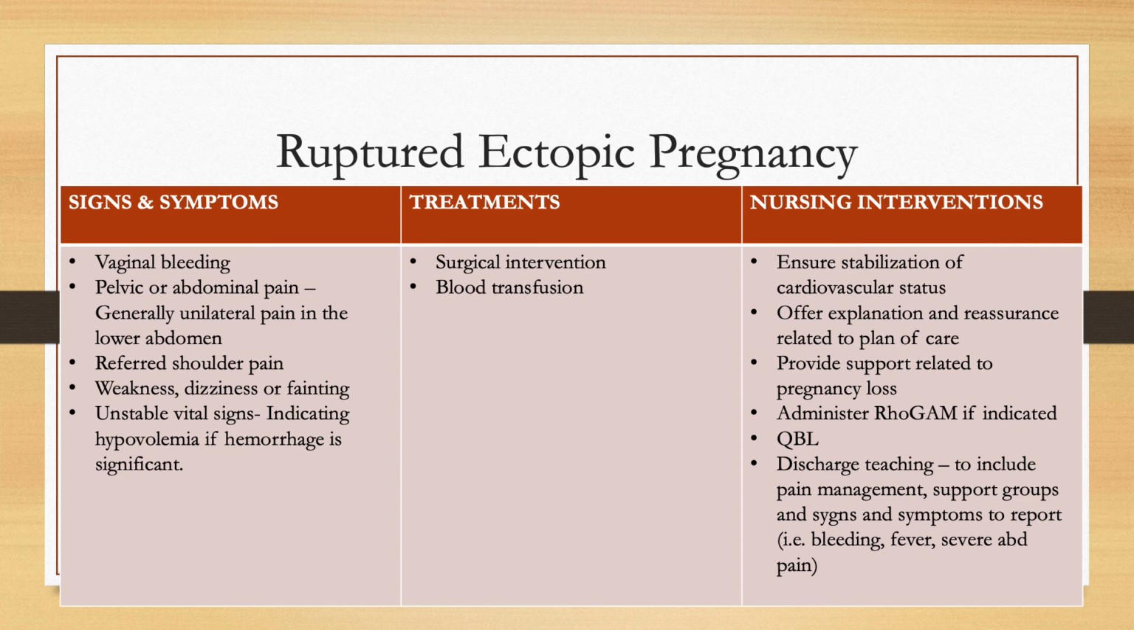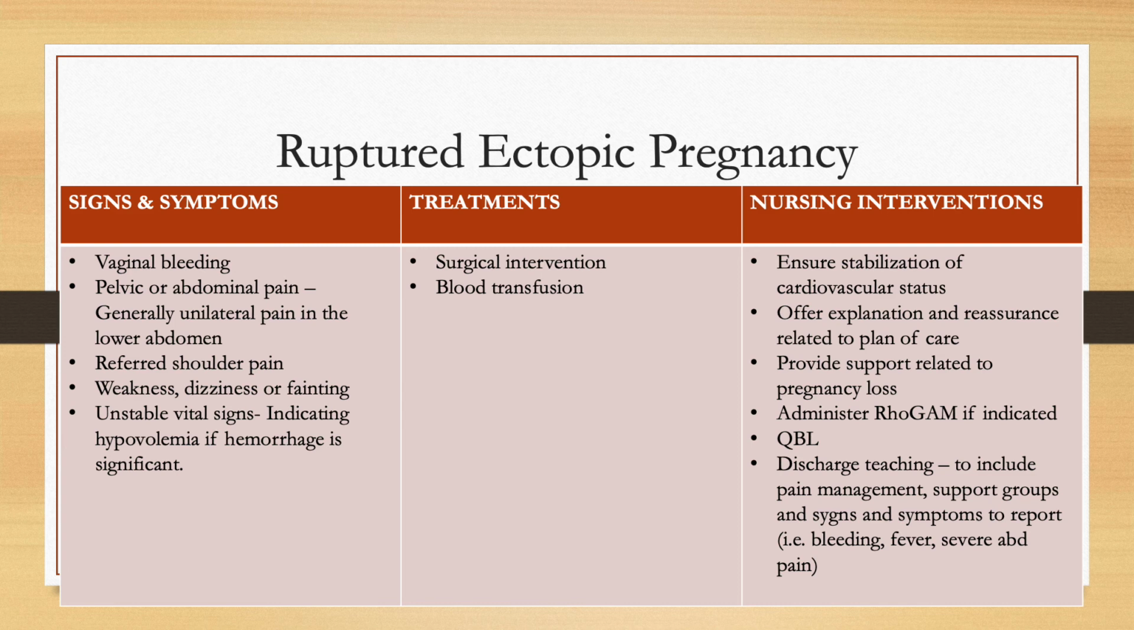So let's talk a little more about ruptured or ectopic pregnancy. What are some of the signs and symptoms of an ectopic pregnancy, a ruptured ectopic pregnancy? You can have vaginal bleeding, and this doesn't necessarily happen 100% of the time. Sometimes the blood pools in the pelvic cavity and it does not exit via the vagina.